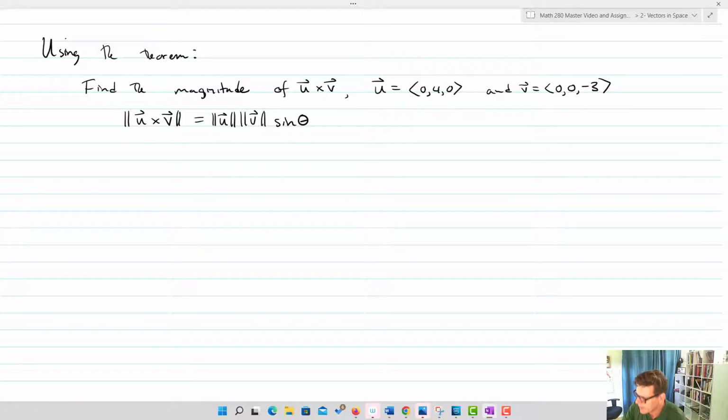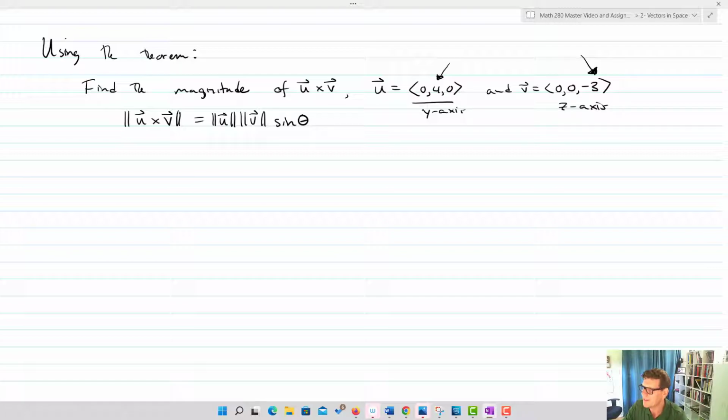So I'm going to notice that this is along the y-axis. This is also along the z-axis. Okay? And so consequently, they have an angle of 90 degrees between the two of them, or pi over 2. Yes? Pi over 2, that's going to be the angle between the two. And their magnitudes are really easy, because the magnitude of u is just going to be 4, and the magnitude of v is going to be 3.